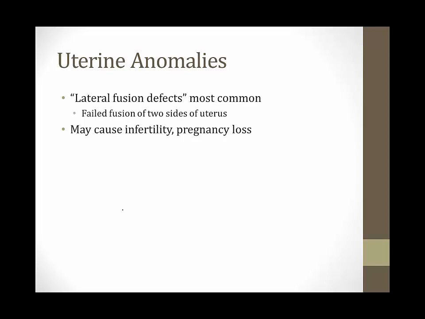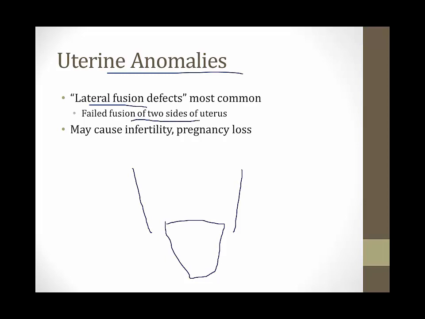One of the key structures that derives from the Mullerian ducts in females is the uterus, and in order for the uterus to form, both the left and the right Mullerian duct must come together normally and fuse to form the uterus in the middle. Many times this process doesn't happen normally, and this leads to anomalies in uterine development. So-called lateral fusion defects are the most common type of uterine anomaly. This is when the two sides of the uterus don't come together normally, because remember, the uterus has to come from both Mullerian ducts coming together normally.